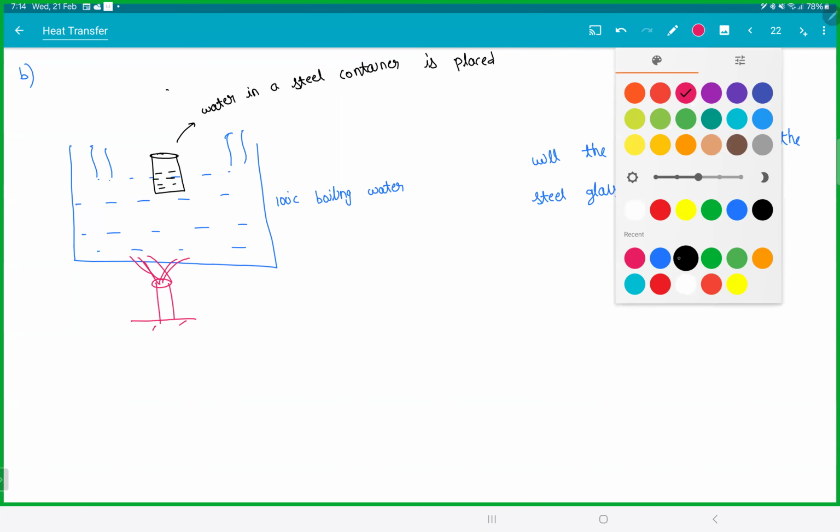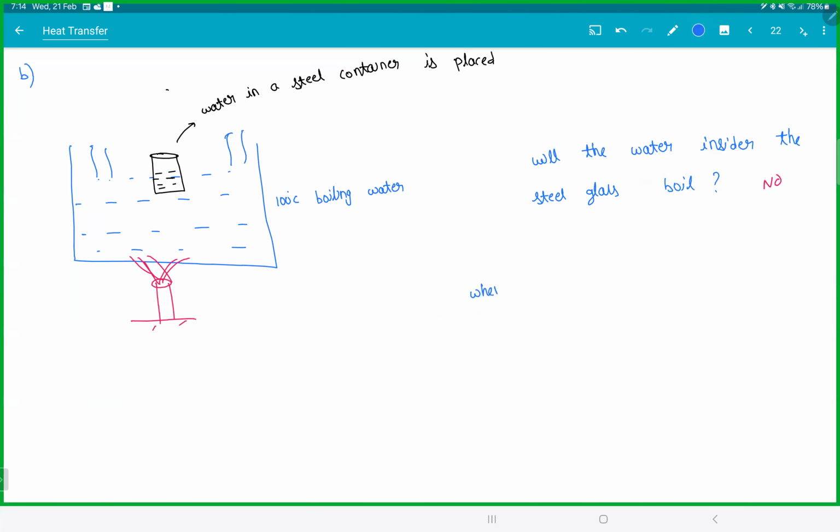So the reason: when the temperature of the water inside and outside becomes 100 degrees, conduction stops, heat flow stops. That means you're not getting any additional heat from outside to inside. I hope that is making sense. Heat flow stops. Therefore, there is no additional heat to convert water into steam.